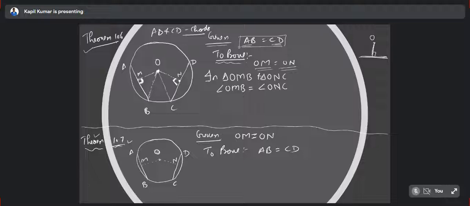and ONC. बेटा एक सेकंड जरा होल्ड रख. Yes, sir. OMB is equal to ONC. क्या हुआ? हाँ? Yes, sir. बाहर.